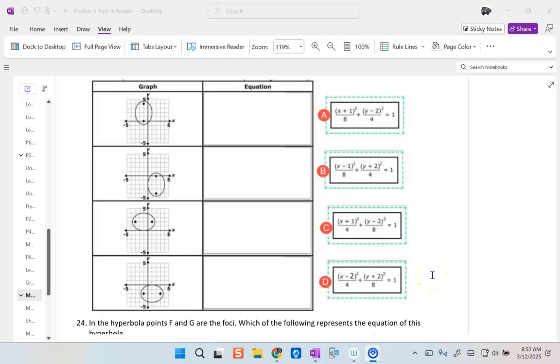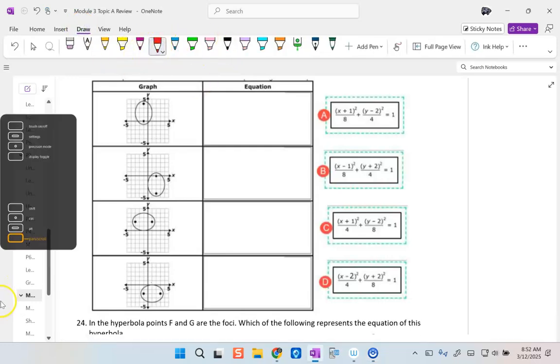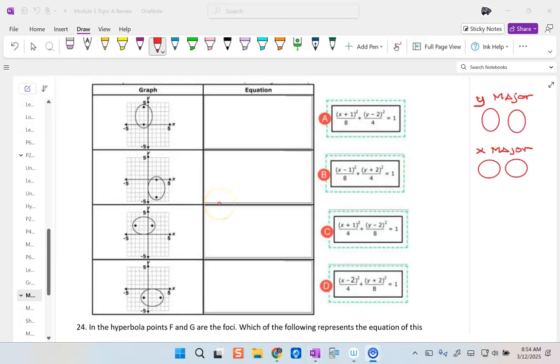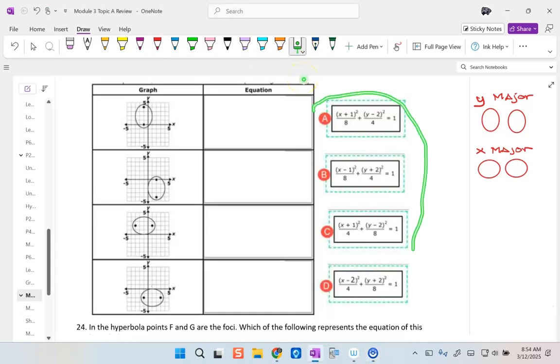All right. So on 23, you're matching these equations on the right with these graphs on the left. We want to match these equations on the right with their appropriate graph on the left.